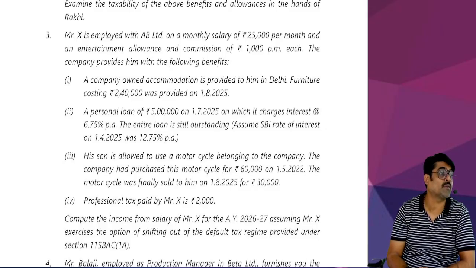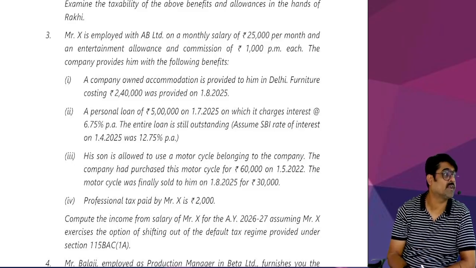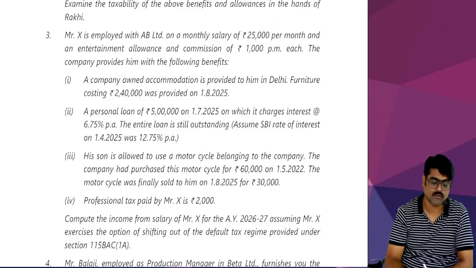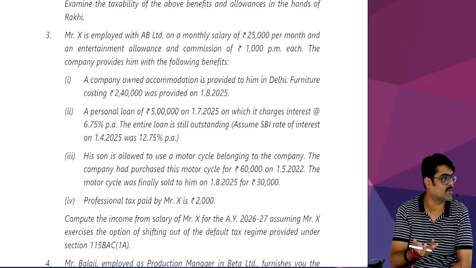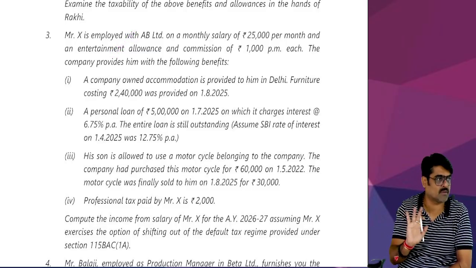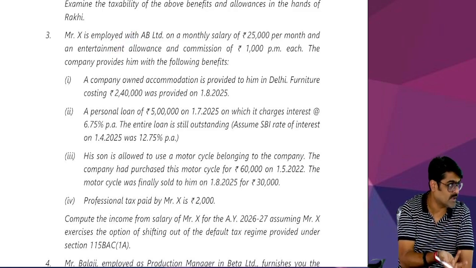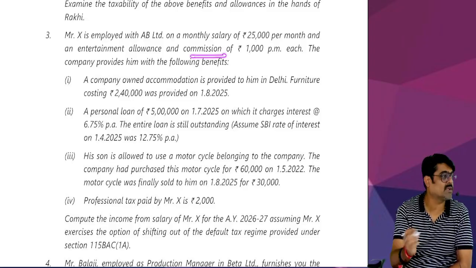And for accommodation, how much value will be taxable? 10%. 10% of the salary. And salary will include everything except those 5 things. So will the salary include basic? Yes. Will the salary include entertainment allowance? Yes. All the allowances. But the exempt portion of allowance you are not supposed to take. Taxable portion of allowance you are supposed to take. Entertainment allowance is taxable. So you will have to take it. Yes or no? Salary will include the commission also.